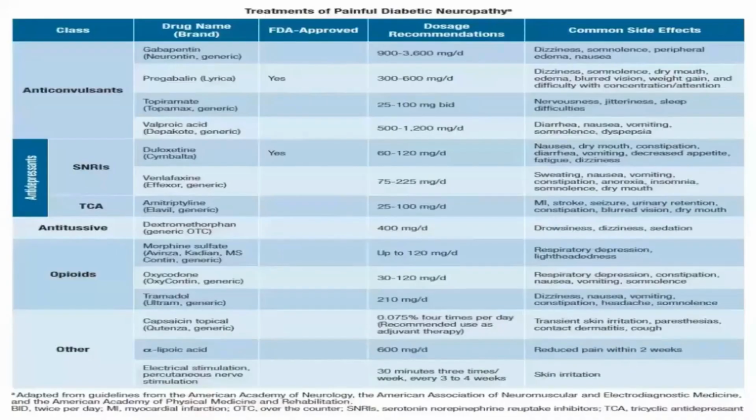Pharmacotherapy for the treatment of pain associated with diabetic neuropathy relies mainly on anticonvulsants and antidepressants. However, to a lesser degree, we can incorporate opioids and other alternative therapies.